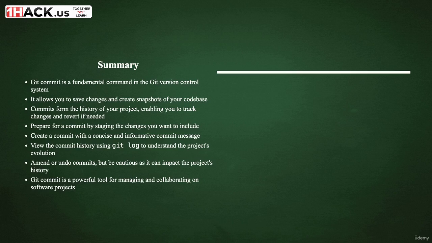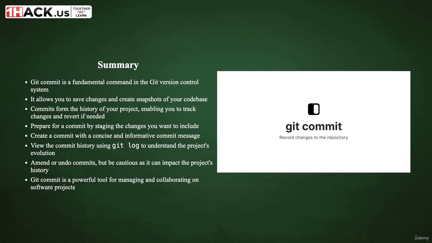In summary, git commit is a fundamental command in the Git version control system. It allows you to save changes and create snapshots of your codebase at specific points in time. These commits form the history of your project, enabling you to track changes, revert to previous versions, and collaborate with other developers more effectively. To prepare for a commit, you need to stage the changes you want to include using the git add command. Then, you can create the commit using the git commit command, providing a concise and informative commit message.